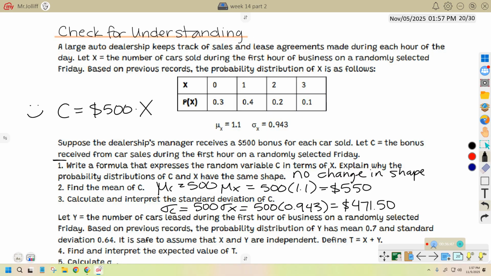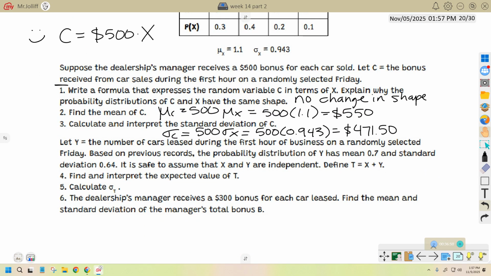I need somebody who hasn't read yet to read the next chunk up to number 4. Volunteer? Thank you, Yari. Let y equal the number of cars leased during the first hour of business on randomly selected days. Based on previous records, the probability distribution of y has mean 0.7 and standard deviation of 0.64. It is safe to assume that x and y are independent. Find t equals x plus y. Thank you, Yari.